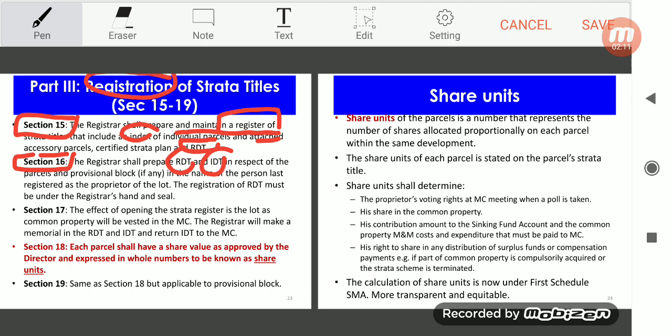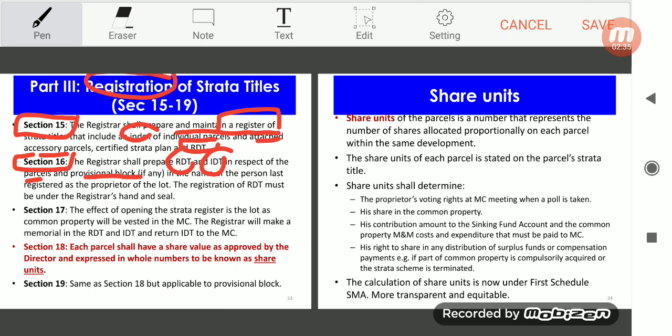So the title will be in respect of the parcels and provisional block, if any. Provisional block means blocks of the portion of the strata development that has not been constructed yet. So this refers to mainly phased developments, pembangunan berfasa.